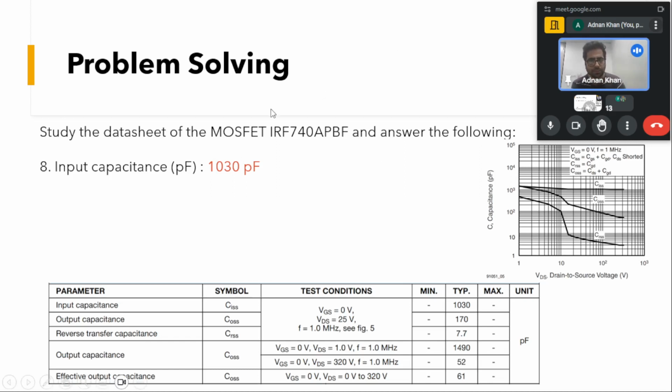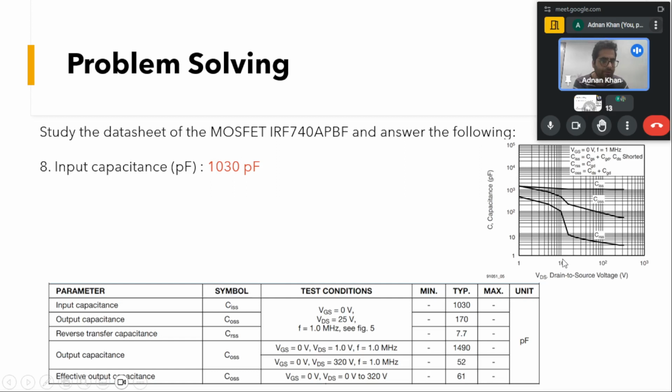So here you can see the input capacitance, CISS. We have three graphs: CISS, COSS, CRSS, and there is a wide voltage range VDSS that is given. Here it is also given that VGS is 0, and the frequency is 1 megahertz. Now if you take a look, VDS of 25 volt.